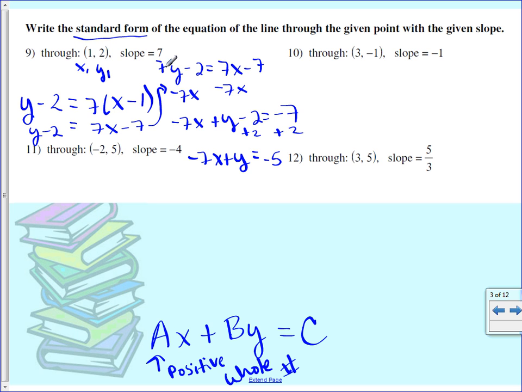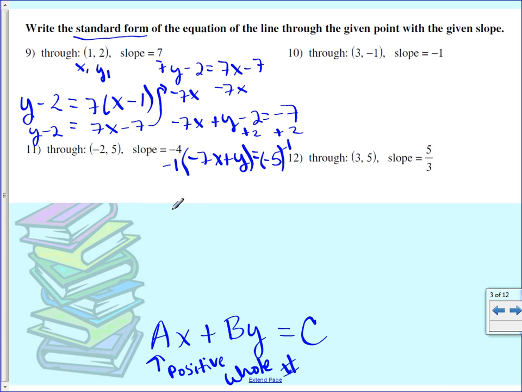Because this y is positive. Unless there's a negative sign, it's positive. How do I get rid of a negative? What times what is a positive? Negative times a negative. So I can multiply the whole thing by negative 1. If I multiply this side by negative 1, I have to multiply this side by negative 1.